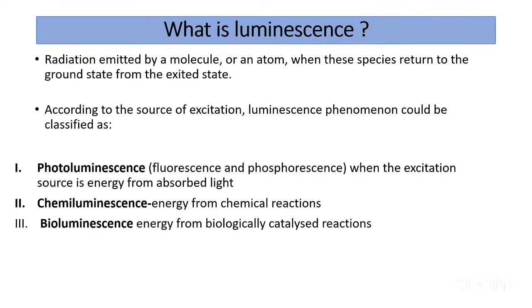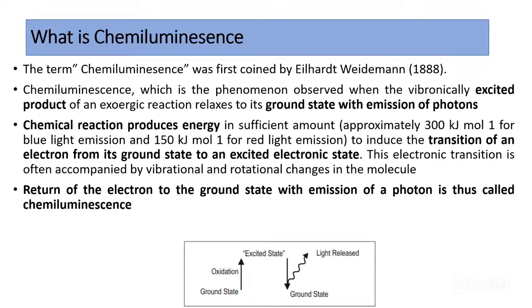Photo, when the excitation energy is from light. Chemi means the energy for the excitation is coming from some kind of chemical reaction. Bioluminescence means some biologically catalyzed reactions provide the energy. So in chemiluminescence, a chemical reaction provides the energy to excite the electron for the particular analyte. When it comes back to the normal state, light is released, with emission of photons. Photons are particles of light, which you are going to detect on a photomultiplier tube.